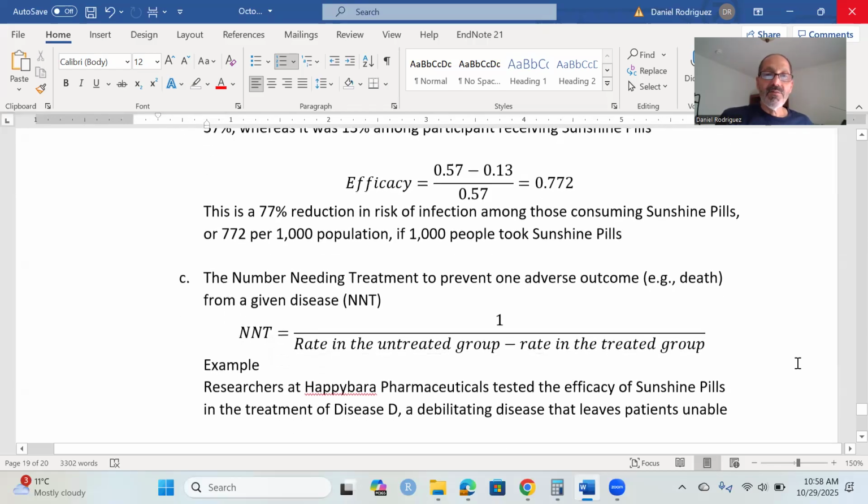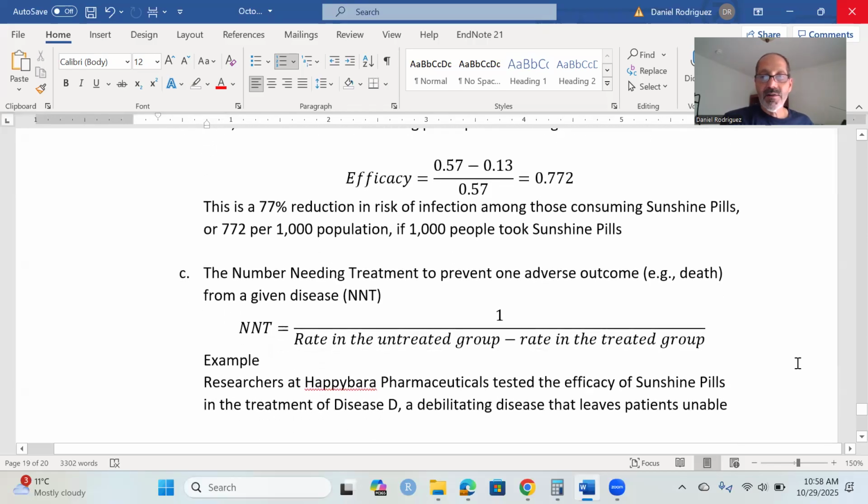We can also look at the number needed to treat to prevent one adverse outcome, or NNT. That's a cool measure, right? How many people need to be treated in order to prevent a death or to prevent somebody being afflicted with a disease? So that's 1 divided by the rate in the untreated group minus the rate in the treated group.